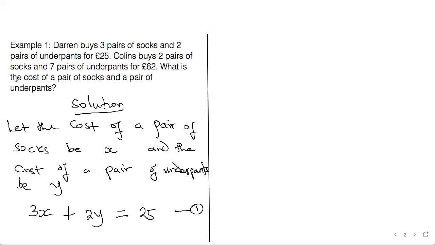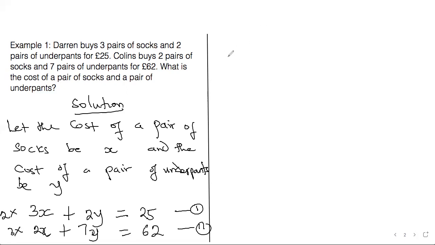But Collins bought 2 pairs of socks and 7 pairs of underpants for £62. So we generated the second equation. The question is, how much will 1 pair of socks cost, and how much will 1 pair of underpants cost? So what we have to do is just solve these equations simultaneously using any method we want. Since the coefficient of X is not the same, I want to eliminate X first. I multiply this by 2, I multiply this by 3.